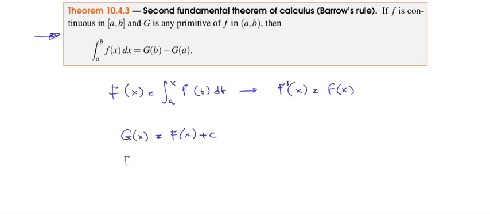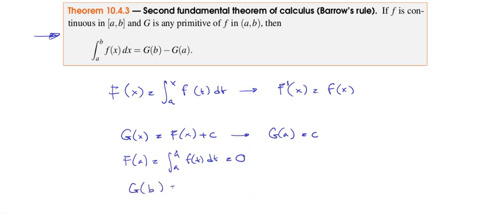Now let's see what's the value of F at a. We have the integral from a to a, but this is an integral with no width, so this is 0. And so we have that g at a is c, right?